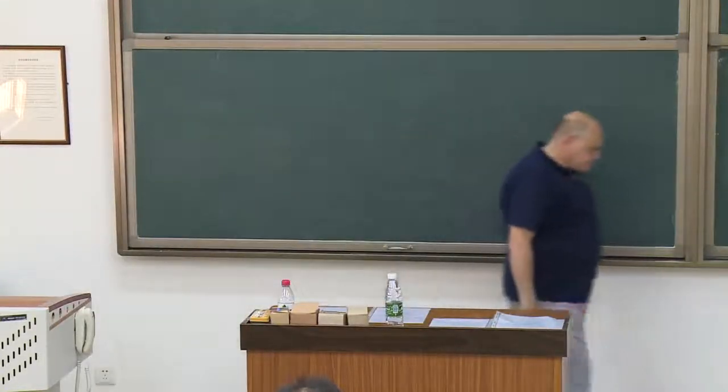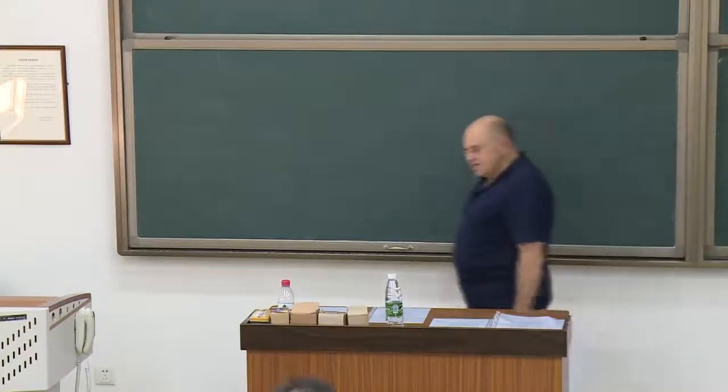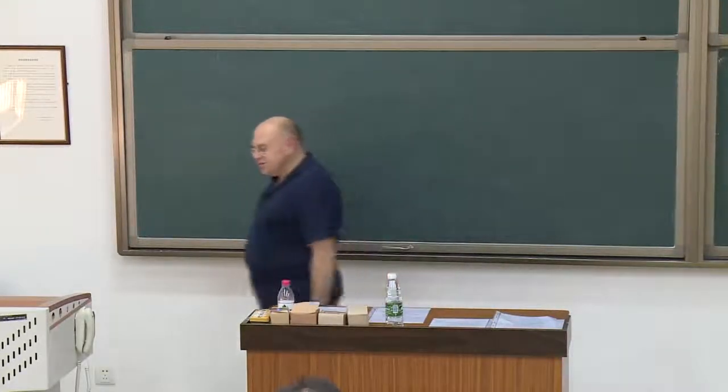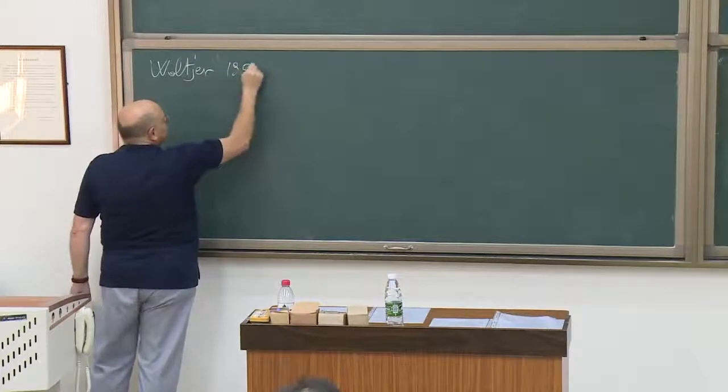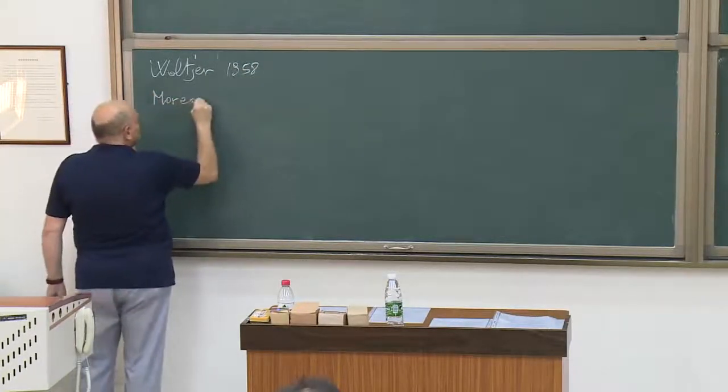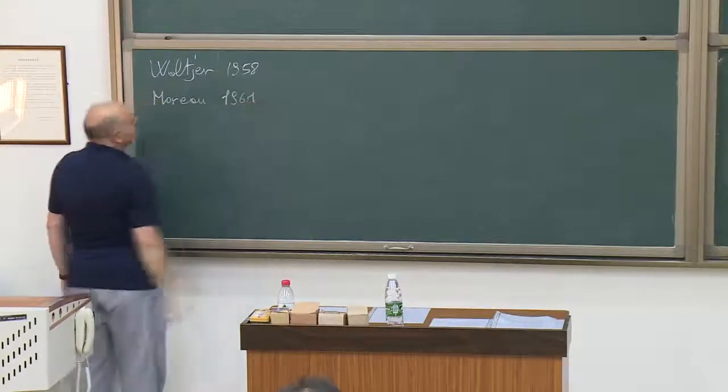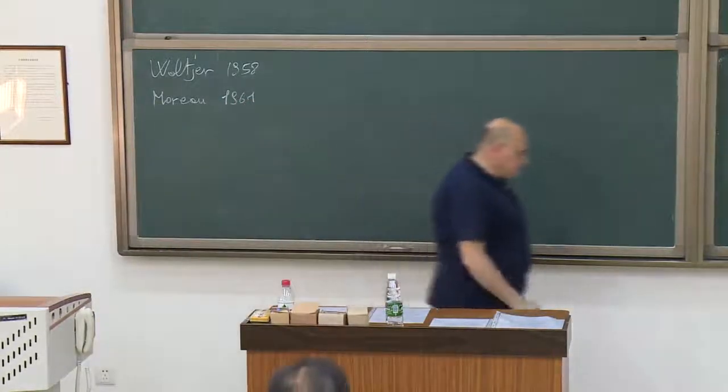So helicity. Kinetic helicity was the conservation of kinetic helicity. There are two people, and they tend to mix up the two. One worked on kinetic helicity and the other on magnetic helicity. One is Voltier, 1958, and the other is Moreau, 1961. One on vortex, the other on magnetic.